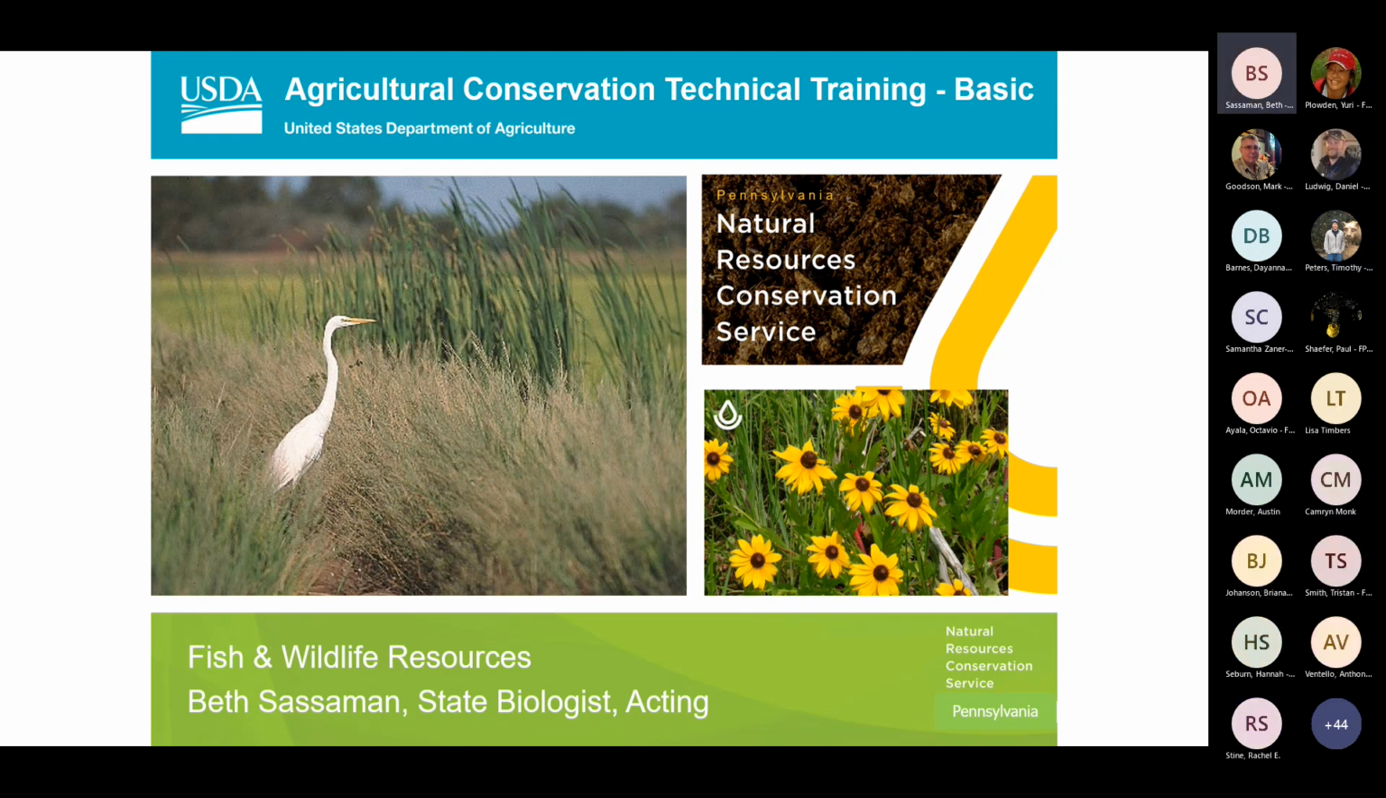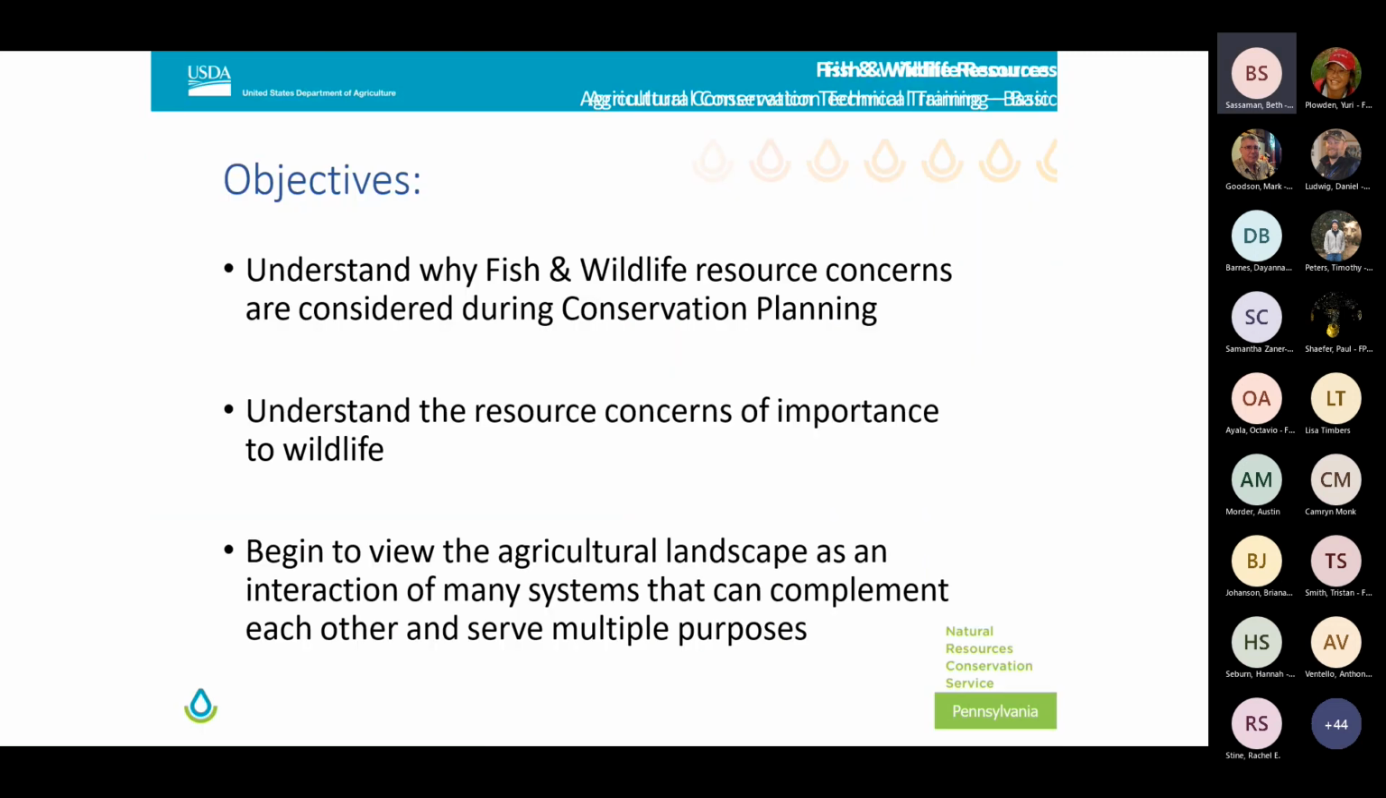So we're going to have an introduction to Fish and Wildlife and talk about why we have to evaluate fish and wildlife in our planning policy. So our objectives today are to understand why fish and wildlife concerns are considered, understand the importance of wildlife, and to begin to shift our viewpoint in the agricultural landscape and see the different systems that work together.